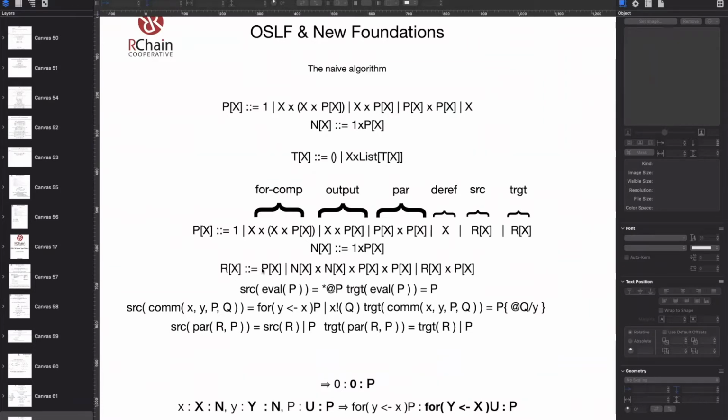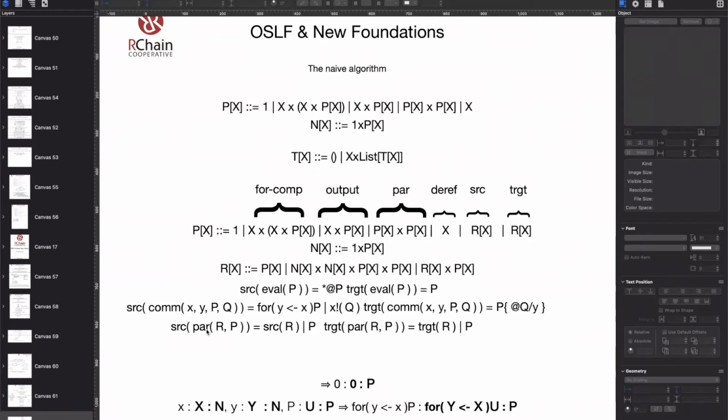And then basically, these are going to be the rewrite rules. So there's an eval rewrite rule, which turns a star at into a p. Right? So the source is a star at, the target is a p. There's a com rewrite rule, which turns something like this, a for comprehension up against an output, into one of these processes where P, which is the continuation of the for, is modified by substituting at Q in for Y in the body of P.